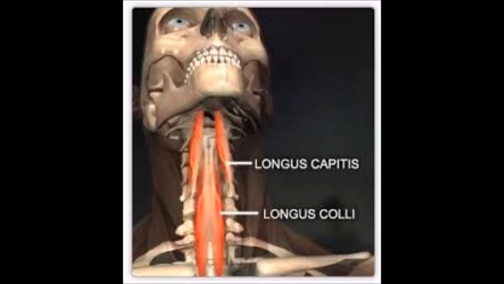Longus capitis. Origin: anterior tubercles of the TVP of C3 to C6. Insertion: inferior surface of occipital bone, basilar part. Action: flexion and lateral flexion of the head and CS.